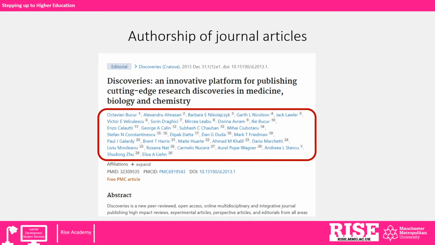The articles themselves typically range from 10 or so pages to around 30 pages long, so it may seem odd that so many authors are listed. This is because authorship of journal articles refers to more than just actually writing it.